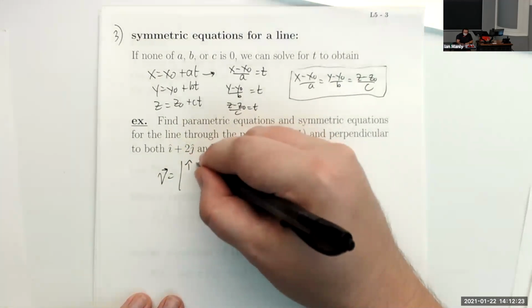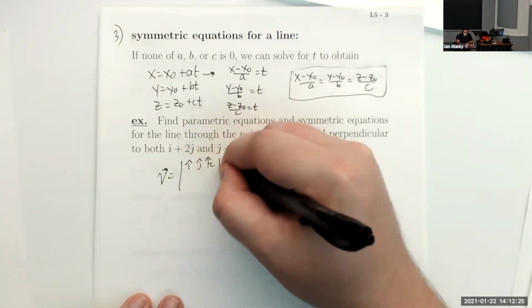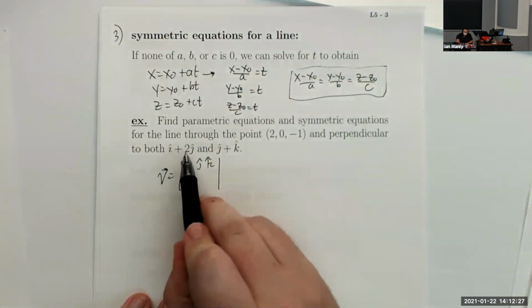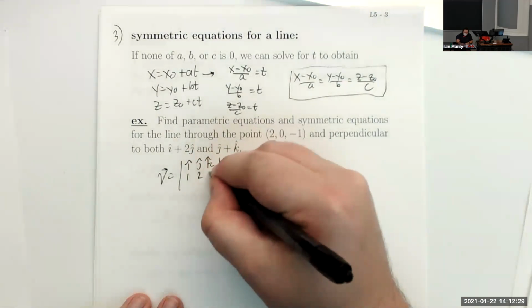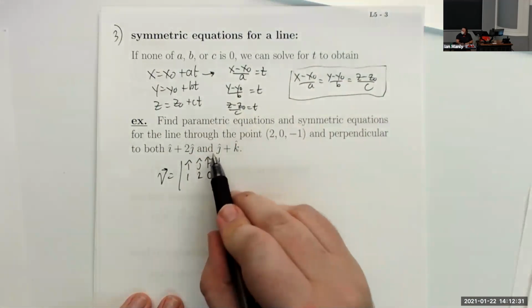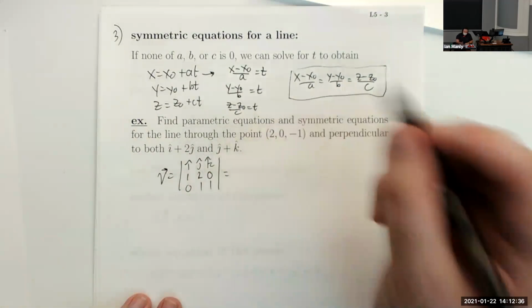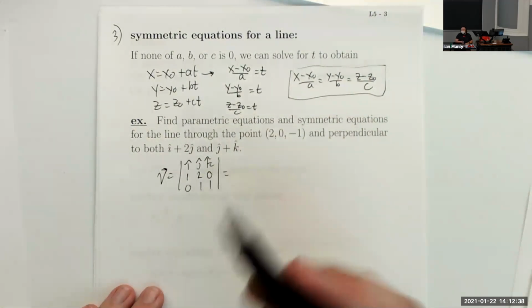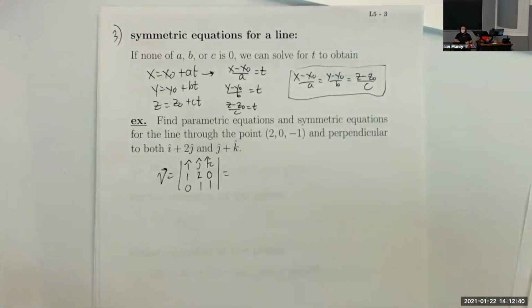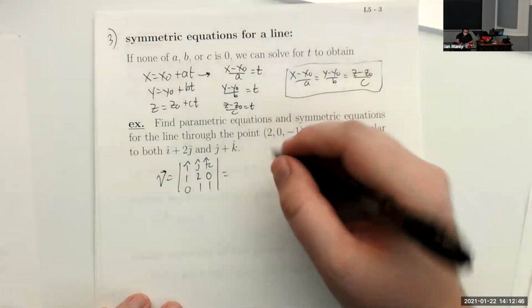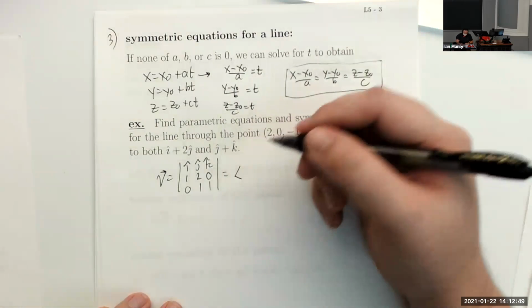Let's see, we have i, j, k hat. This one has 1, 2, and 0 as coordinates. And this one has 0, 1, and 1 as coordinates. Okay, and by the way, you could have done this the other way. Remember, if you switch the order of a cross product, you'll just get the negative of the answer. But it doesn't matter if we take the negative of our slope. It'll still be valid.